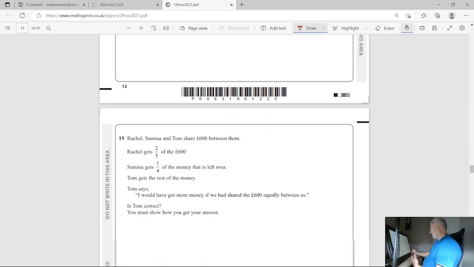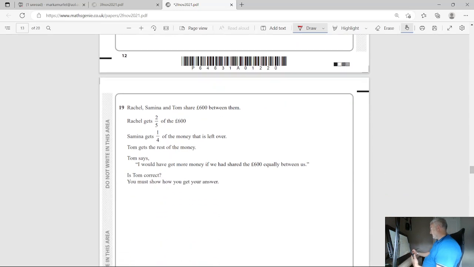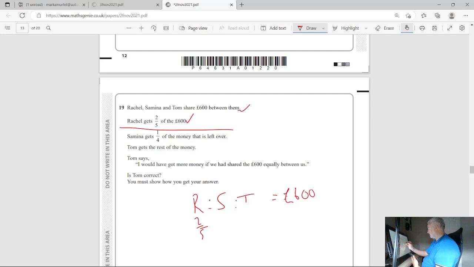Question 19. Again, I've got 3 different things I'm looking at. Rachel, Samina and Tom share £600 between them. Rachel gets 2/5. Samina gets 1/4 of the money that's left over. So that's all of the money.